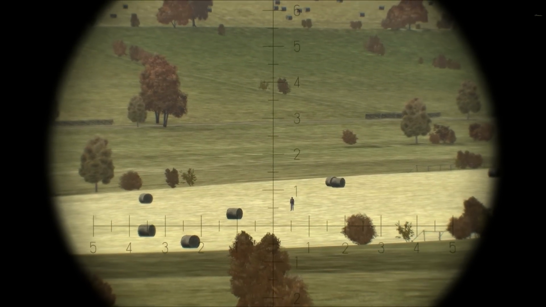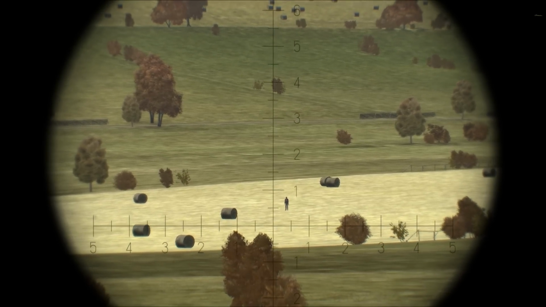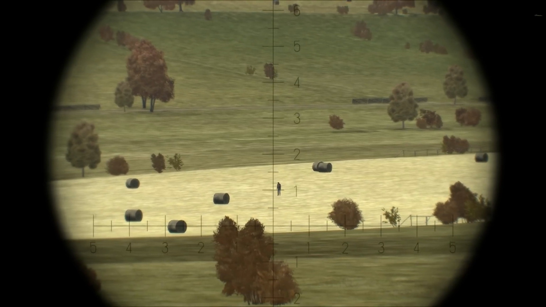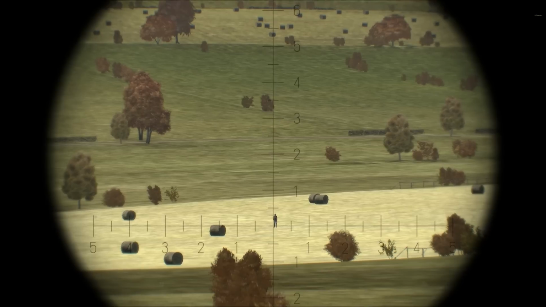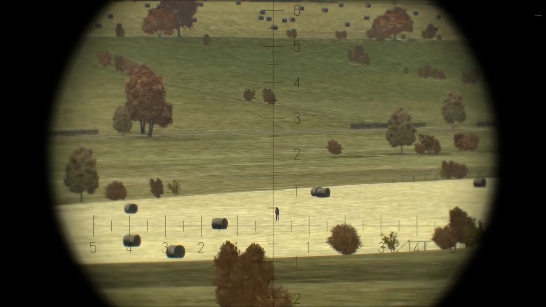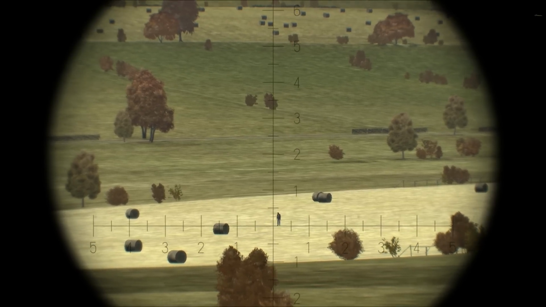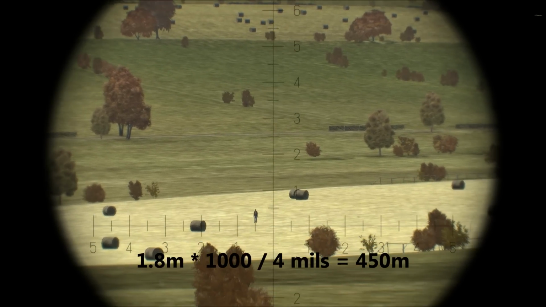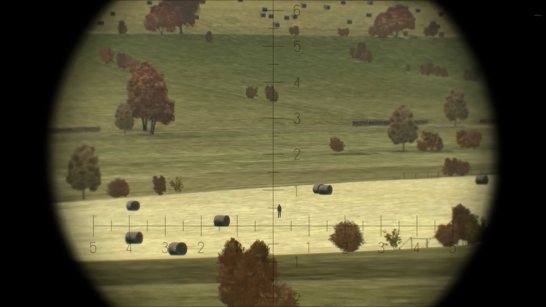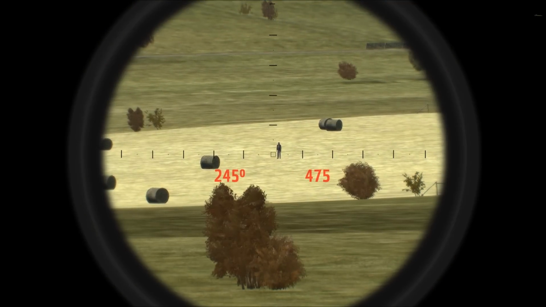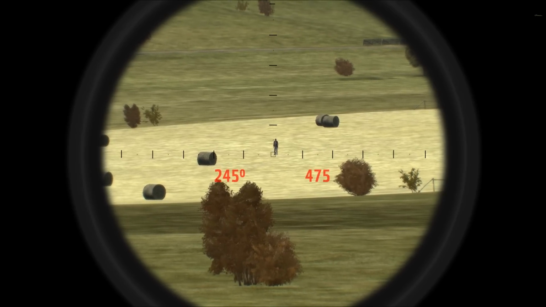The second target is this man in the field. I know that a normal-sized human, and in the case of armor that is always true, are about 1.8 meters tall. Once again, I measure the size in mils to be 4 mils, and this time using the vertical axes. And this means that 1.8 meters times 1,000 divided by 4 equals 450 meters. The rangefinder tells me that this man is exactly 475 meters away, which is, once again, very close to our estimate.